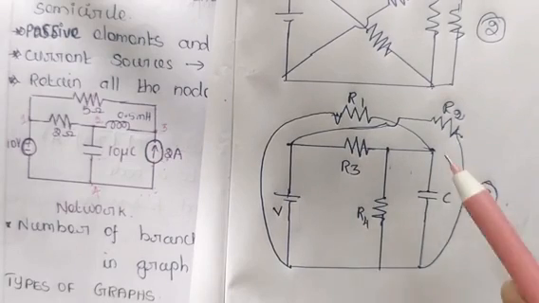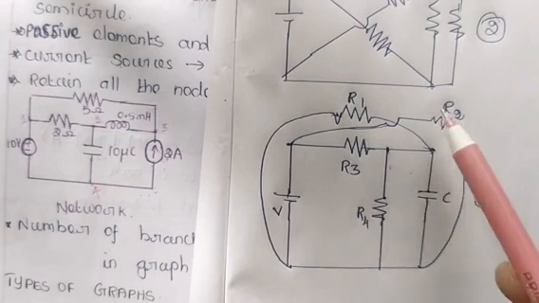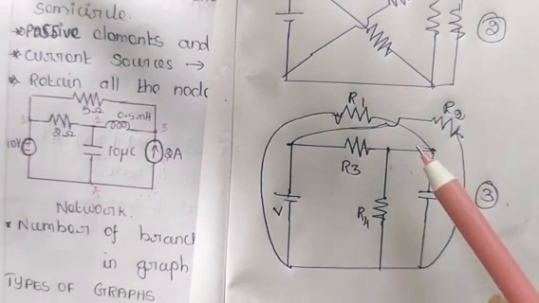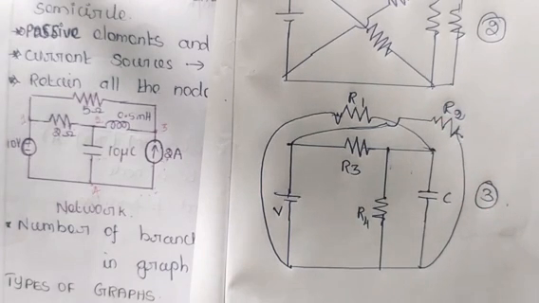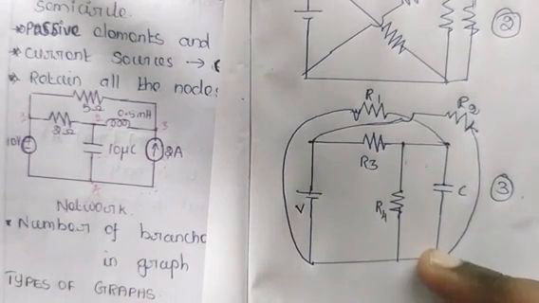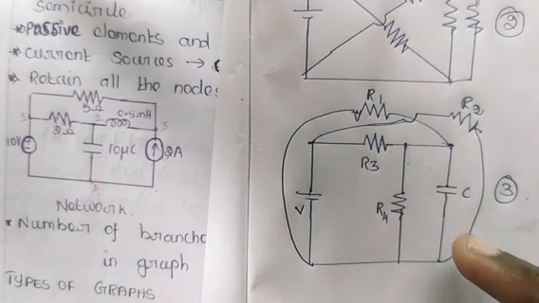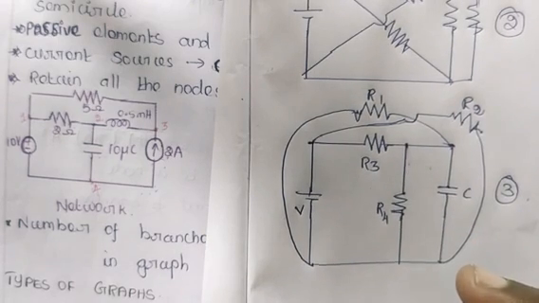This is an example for non-planar network because the resistors R1 and R2 are crossing each other. I cannot redraw this network in a plane surface without any crossovers. I cannot apply mesh analysis for analyzing this circuit because it is a non-planar circuit. So this is the advantage of graph theory over mesh analysis.